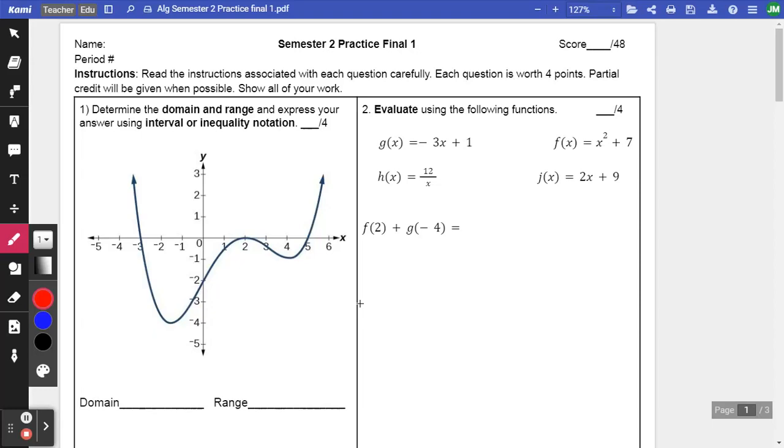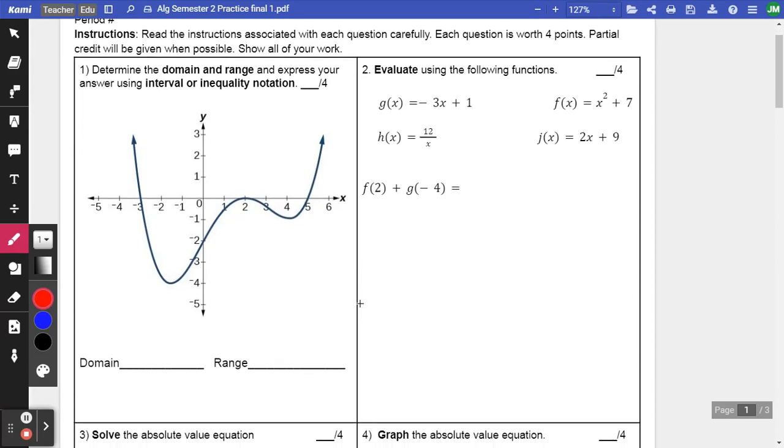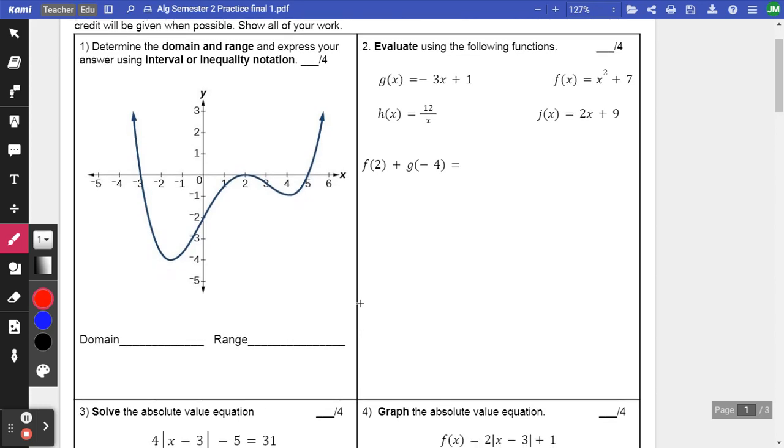Here are the solutions for semester 2 practice final number 1. Number 1, determine the domain and range and express your answer using interval or inequality notation. All right, so we're going to go ahead and do both.